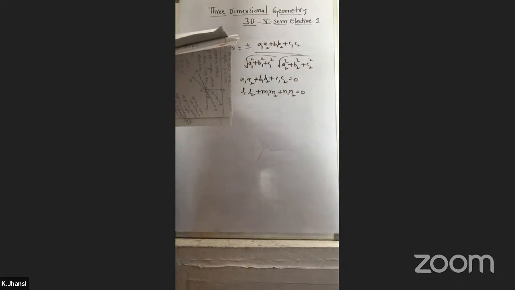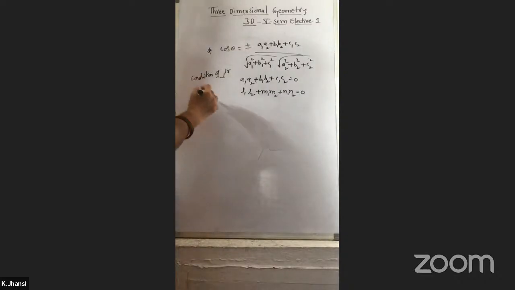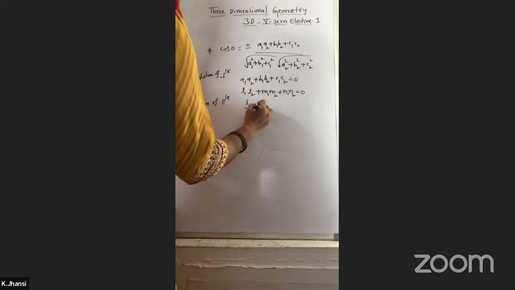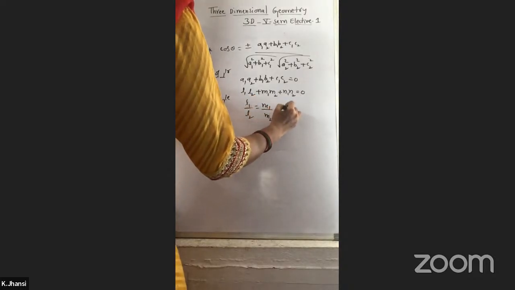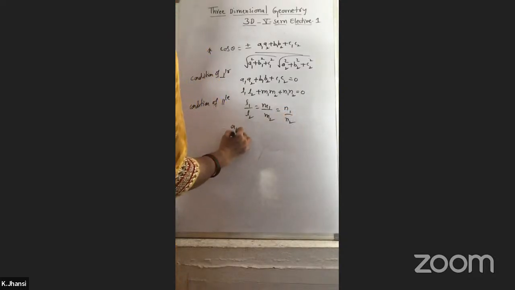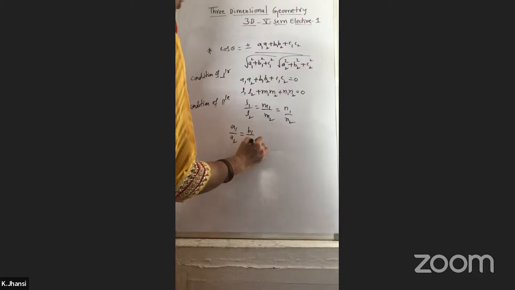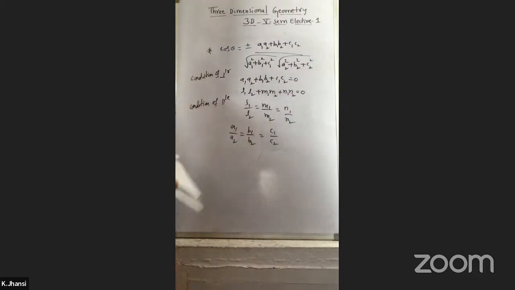Condition of parallelism: that is L1 by L2 equals M1 by M2 equals N1 by N2, or A1 by A2 equals B1 by B2 equals C1 by C2. This is for parallel lines, where sin theta equals 0. So the theta value will be 0, and then you get this condition for parallelism. Generally, we'll use the condition of perpendicularity in solving the problems.